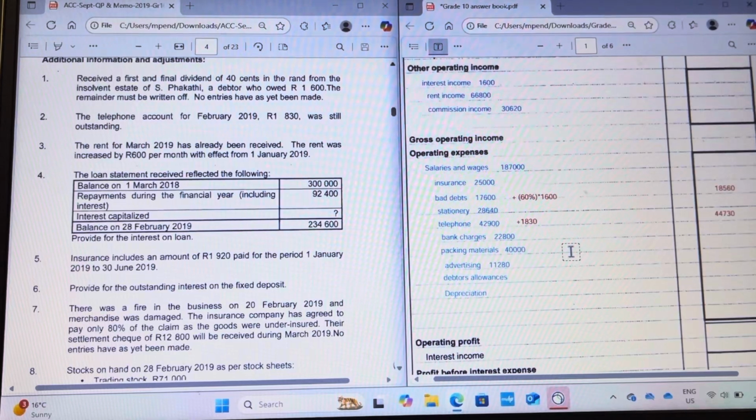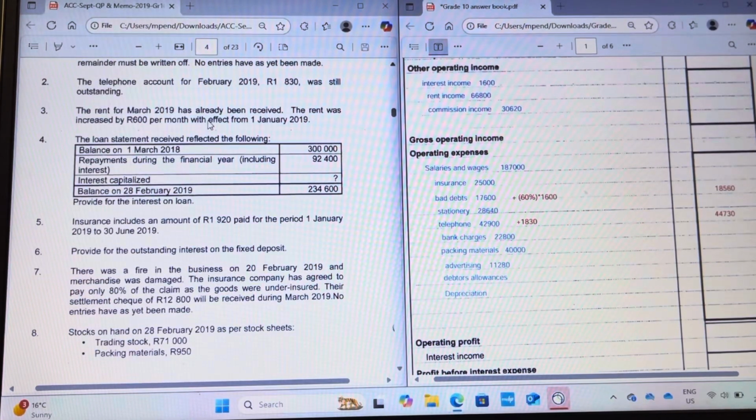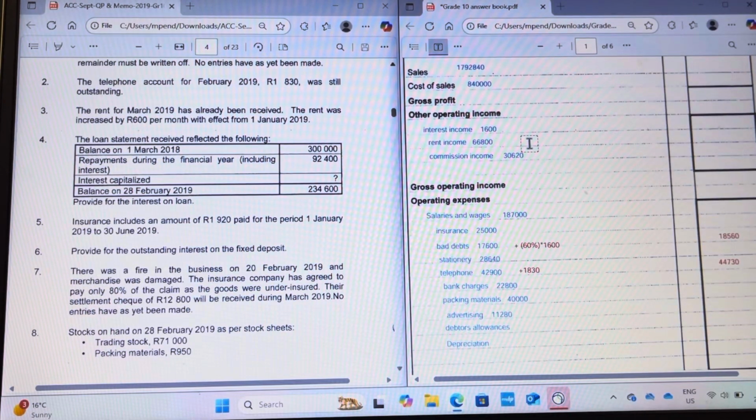Then we're done with the second adjustment, and then we're told the rent for March has already been received. The rent was increased by 600 Rand per month with effect from the 1st of January 2019. So we already received rent for March. So this rental income of 66,800 is overstated. We currently don't know how much we pay per month, but we know that the rent increased by 600 Rand per month from the 1st of Jan.